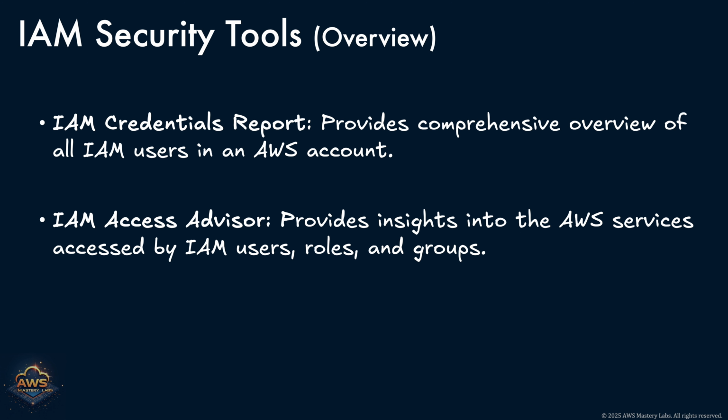The IAM Access Advisor is a built-in AWS security tool that empowers administrators with deeper visibility into how IAM entities, users, groups, and roles actually interact with AWS services. Rather than just looking at what permissions are assigned, Access Advisor shows what's truly being used, giving you a data-driven way to right-size permissions. For each IAM user, group, or role, Access Advisor lists all the AWS services they're permitted to access, along with the last access timestamp for each service.